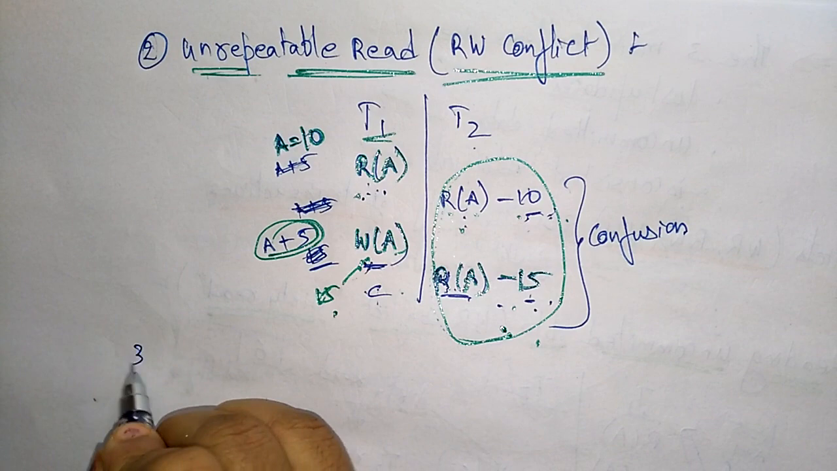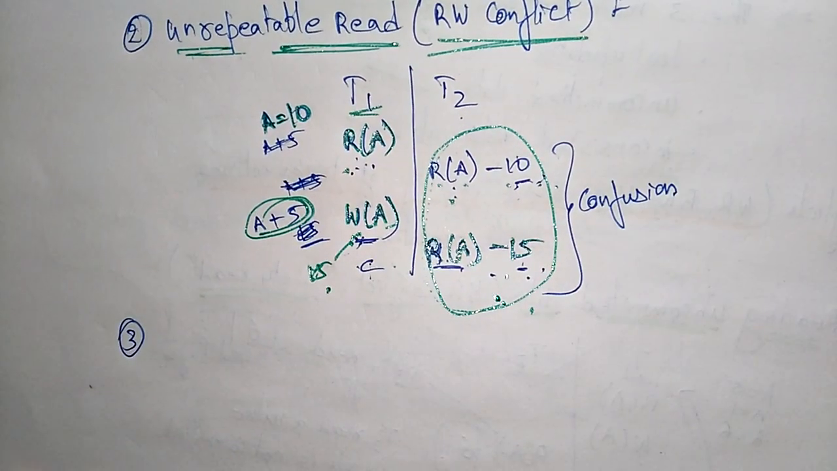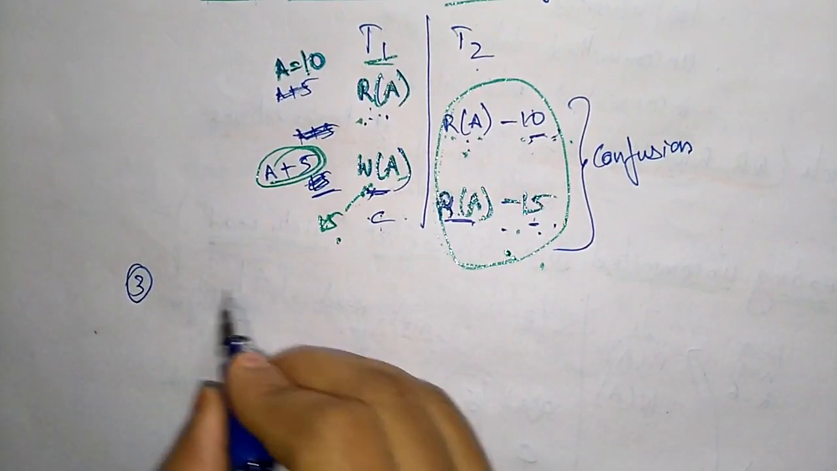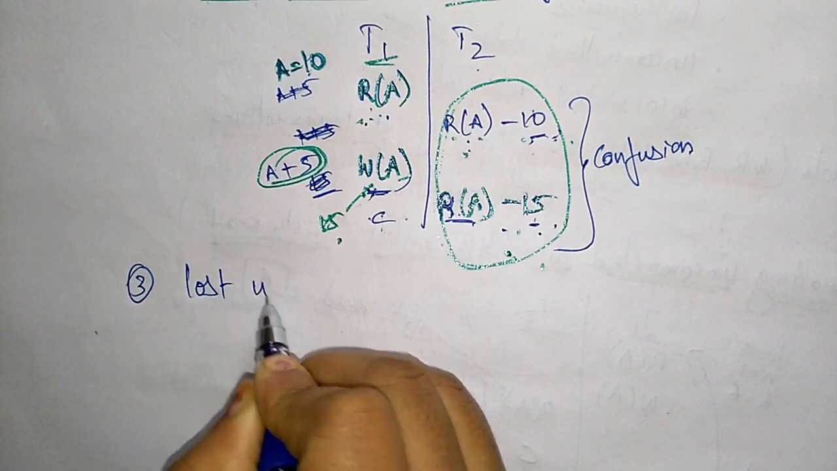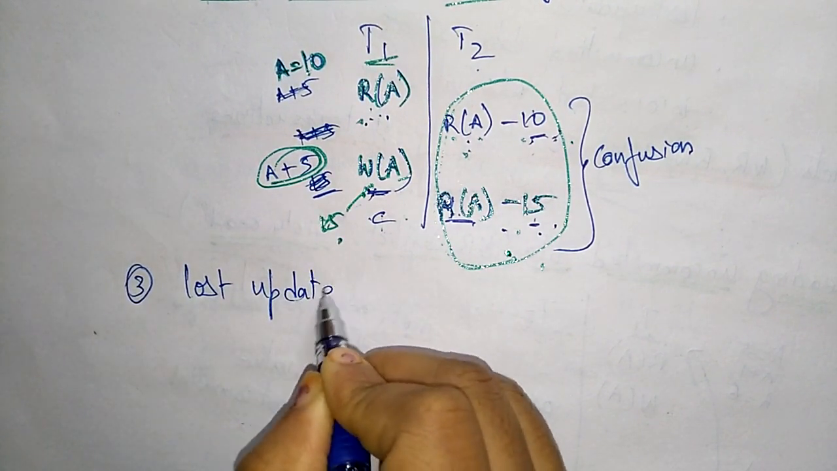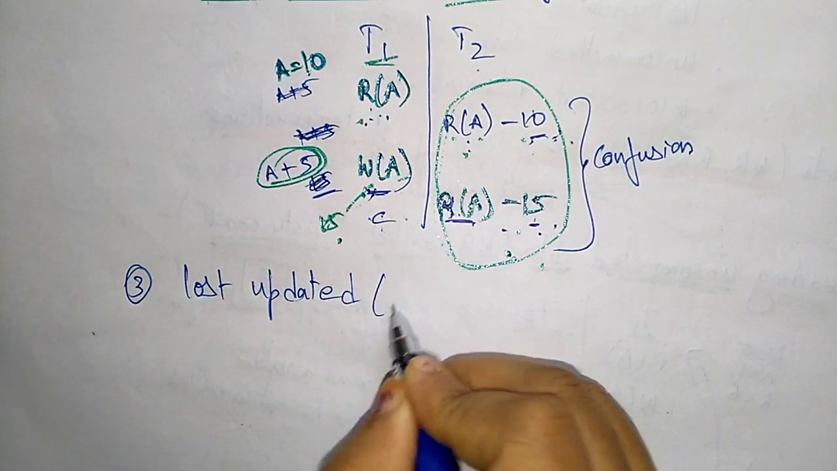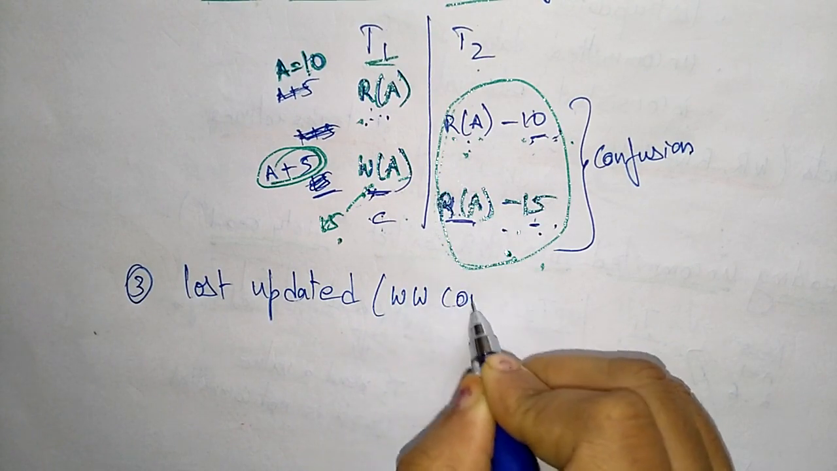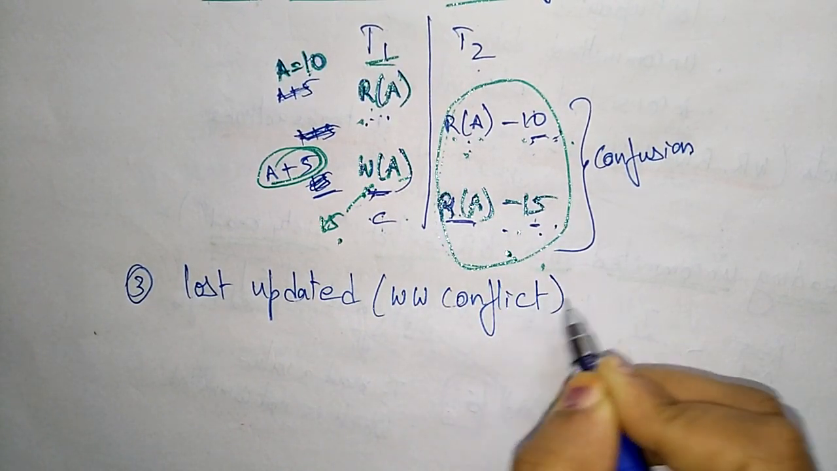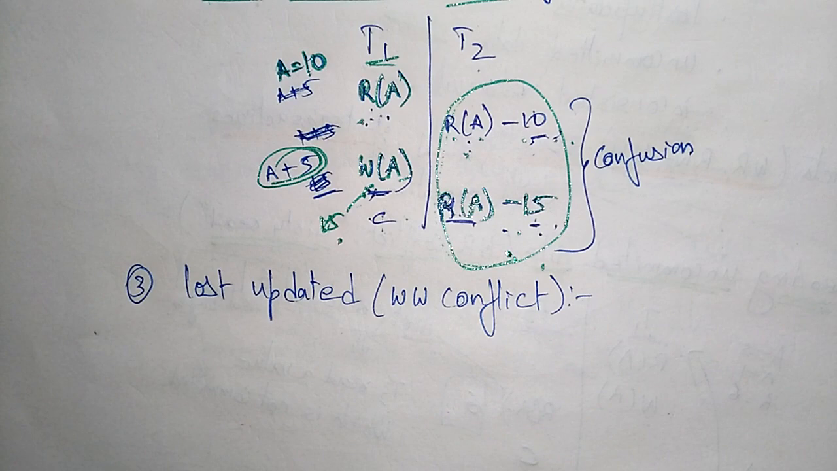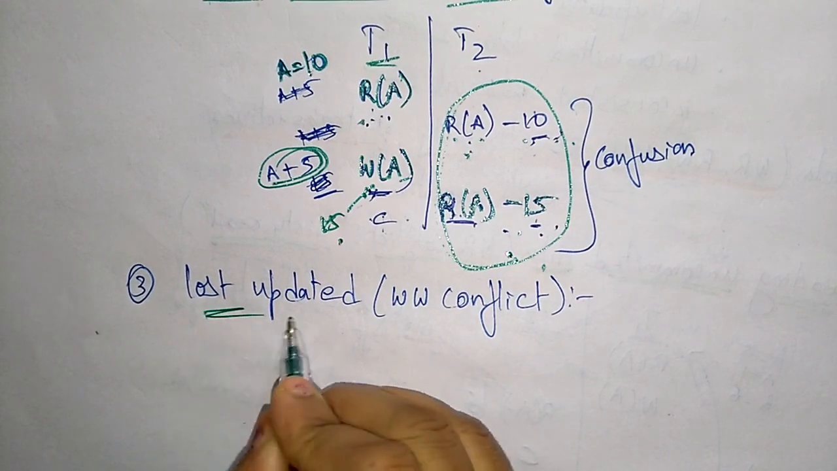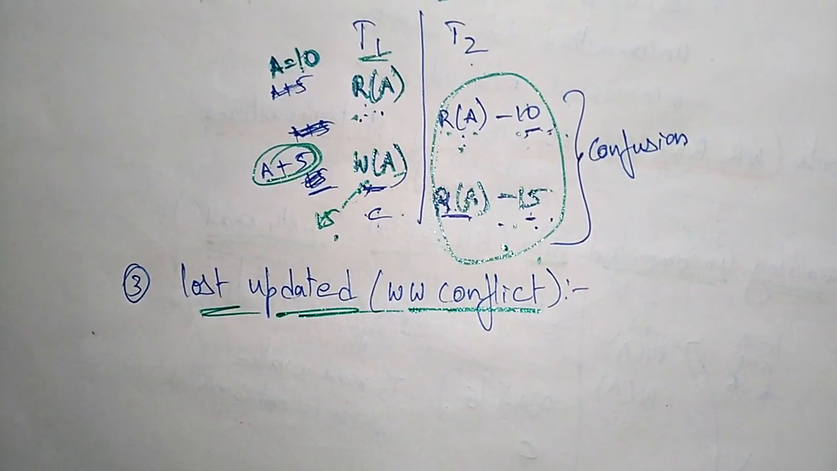So let us take the third conflict. What is the third conflict? Lost update. That is a write-write conflict. You call it a write-write conflict. Let us see what this lost update write-write conflict is.